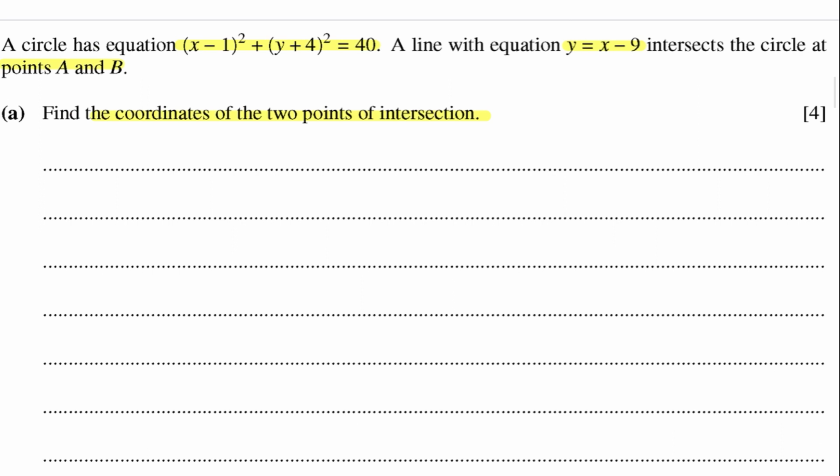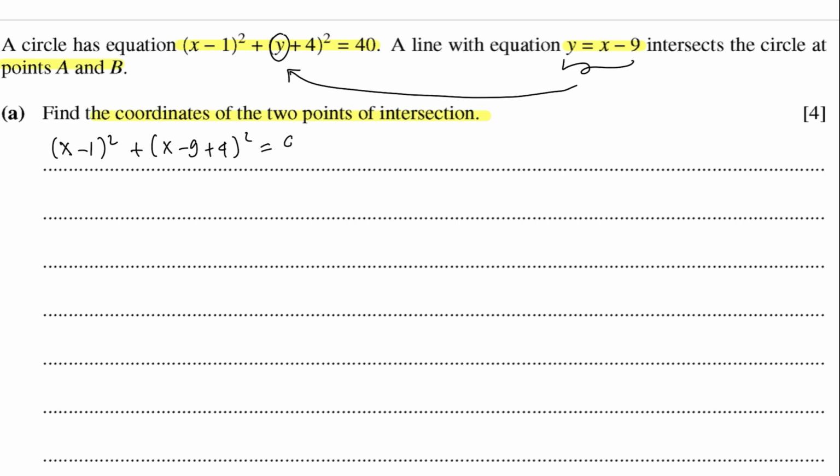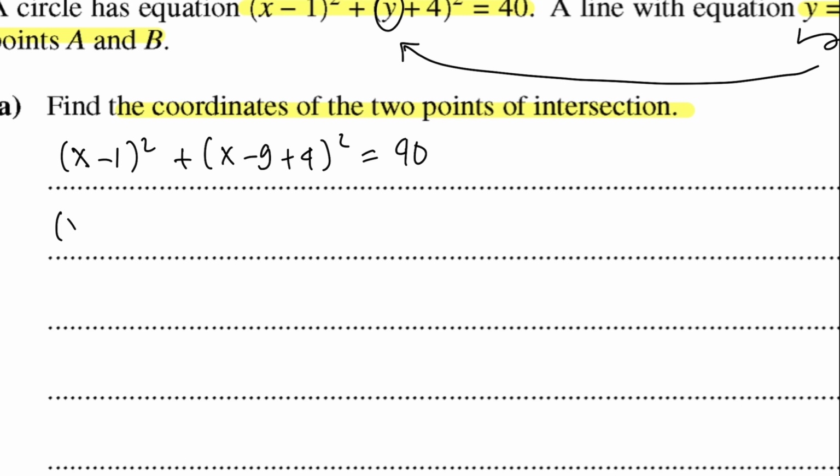So, intersection, we just need to substitute the line equation into our circle. So we substitute y equals x minus 9 into our circle. We will get (x minus 1) squared plus, substituting y, (x minus 9 plus 4) squared equals 40. And just solve the equation. So we'll get (x minus 1) squared plus (x minus 5) squared equals 40.